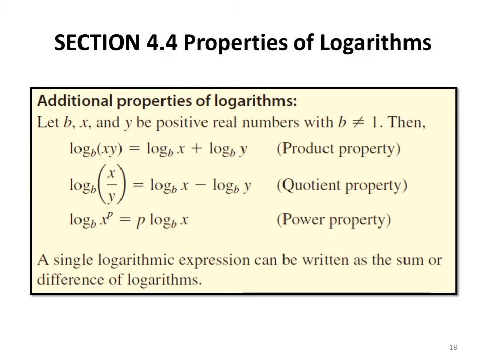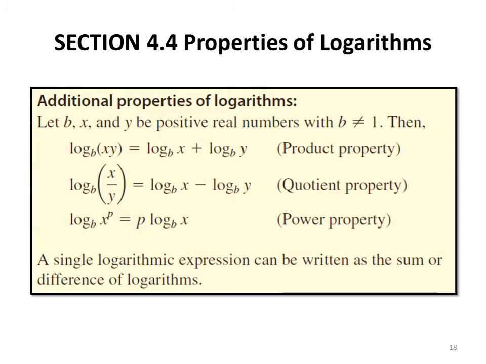Section 4.4, we will look at some properties of logarithms that will be useful to solve equations. Here in those properties, b, x, and y are positive real numbers, with b not equal to 1, and b will be the base. For the first rule, the log of the product, log x times y to the base b, is equal to log x to the base b plus log y to the base b. The product property, you can remember it by saying the log of the product is equal to the sum of the logs. For division, you subtract.